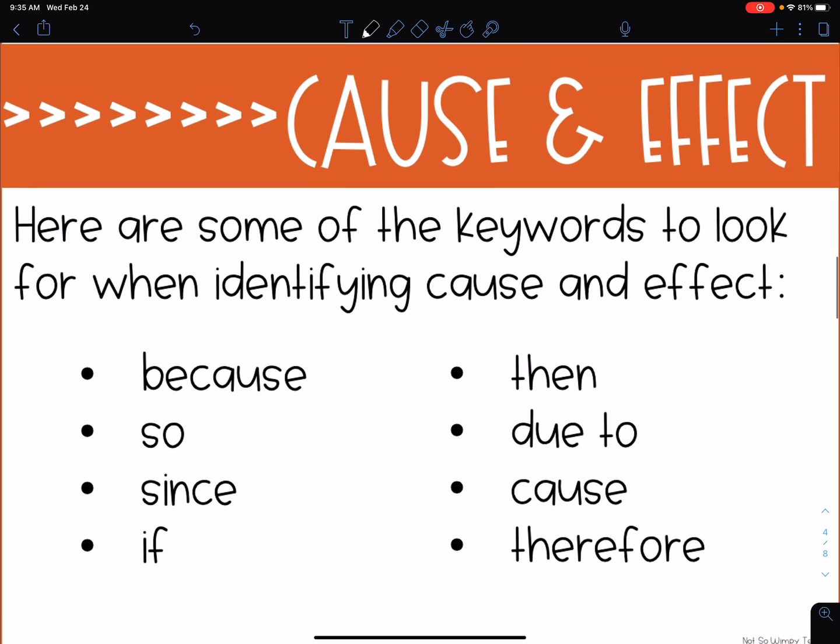When we're thinking about cause and effect as we read, we can look for some key words that are going to help us identify cause and effect. If you want to pause this video and copy these key words into your notes, please do that now. Our key words are because, so, since, if, then, due to, cause, and therefore. These words are going to help us identify cause and effect in sentences, in paragraphs, and even in stories that we're reading.